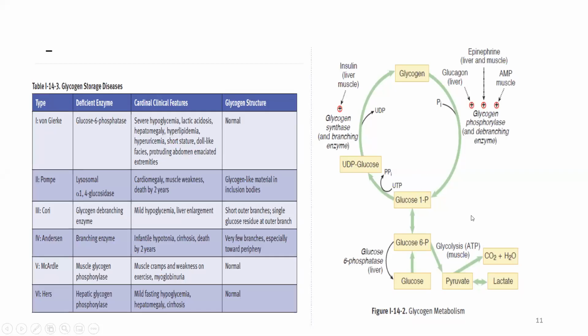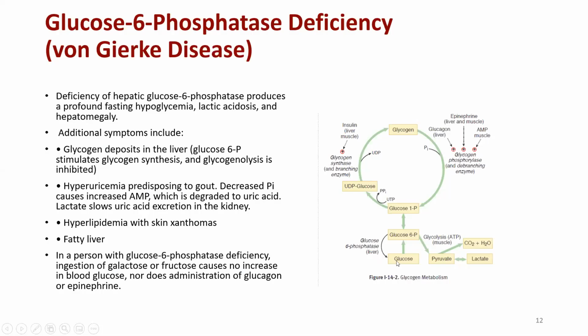This is a brief idea. Here are some details about von Gierke disease. The defect in von Gierke disease is in the glycolytic pathway, as we said, in the glucose 6-phosphatase enzyme. The glycogen deposits in the liver. There is hyperuricemia, hyperlipidemia, fatty liver, and so on.